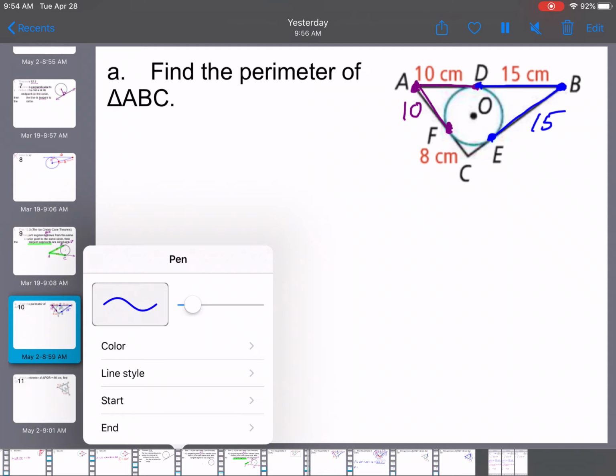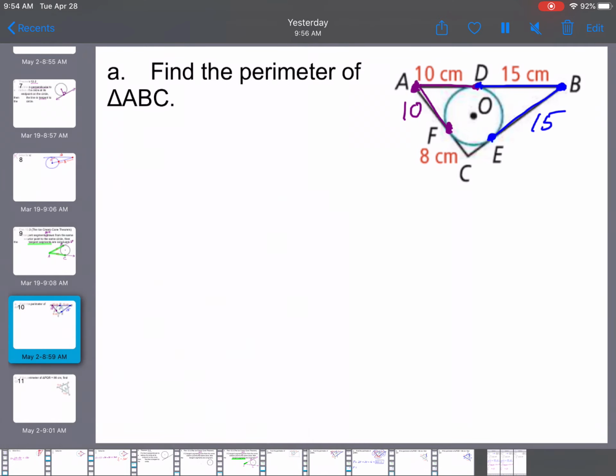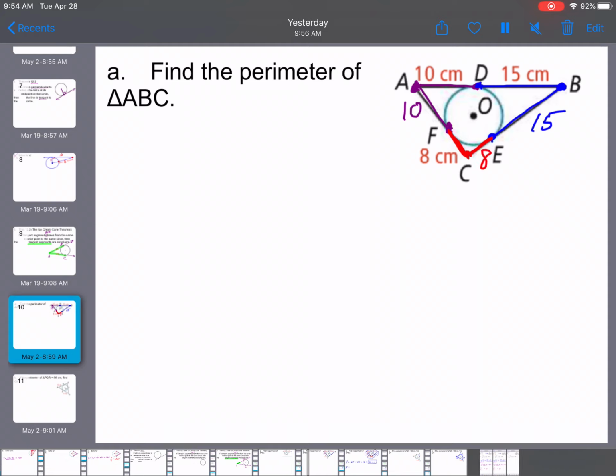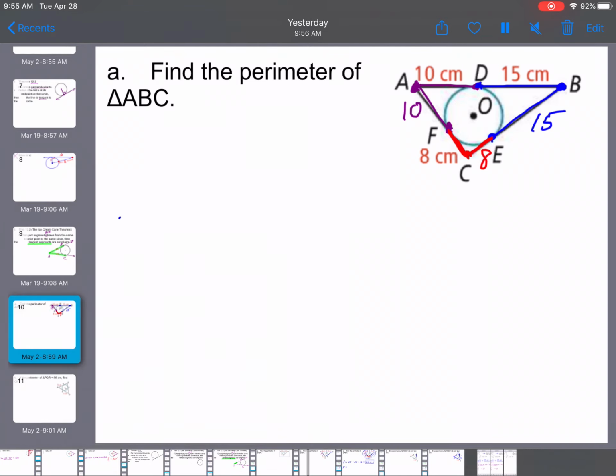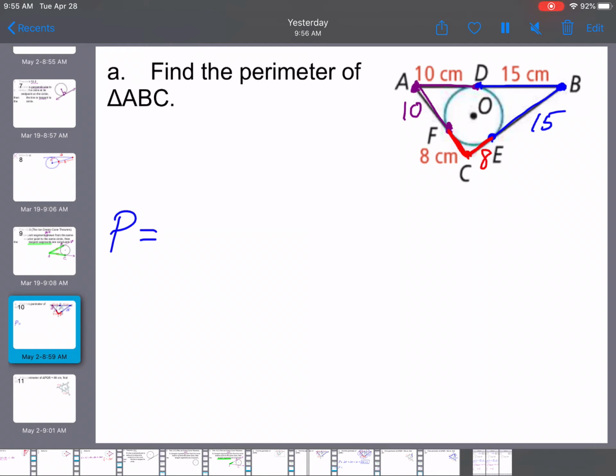Okay, we're getting there. And the last one, let's switch to red for this last one. From point C, we've got a tangent segment that goes from C to F. That has a length of 8 centimeters. And the tangent segment from C to E would have to have the same length. That would have to be 8 centimeters as well. So now, everybody, we know the length of all 6 of these tangent segments. And if we put them all together, that should give us the perimeter of that triangle.